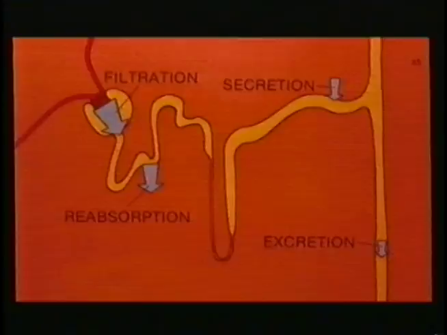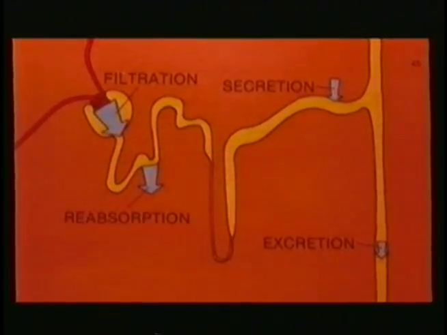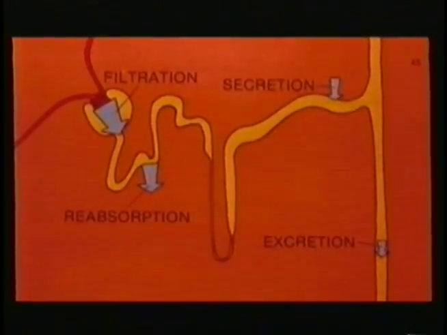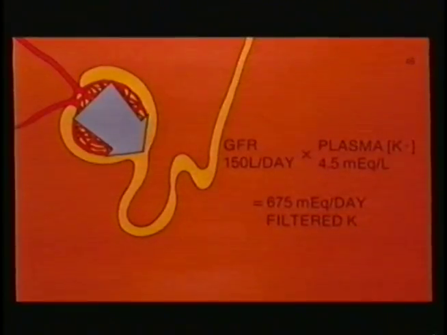The processes within the kidney leading to potassium excretion are filtration by the glomerulus and both reabsorption and secretion by the renal tubules. Potassium ions in plasma are freely filtered. The amount of potassium filtered per day can be calculated from the glomerular filtration rate, about 150 liters per day, and the plasma potassium concentration, about 4.5 milliequivalents per liter, to be about 675 milliequivalents per day.